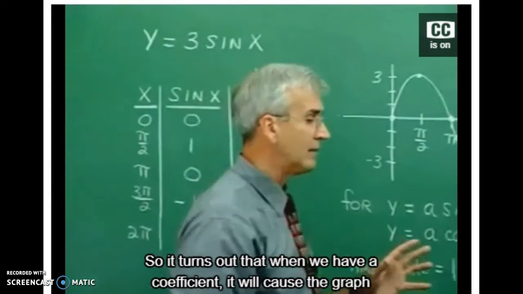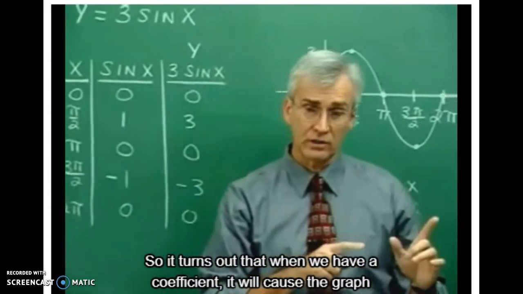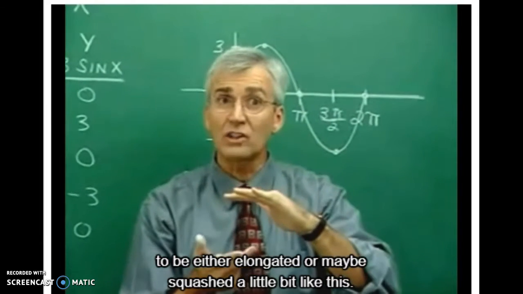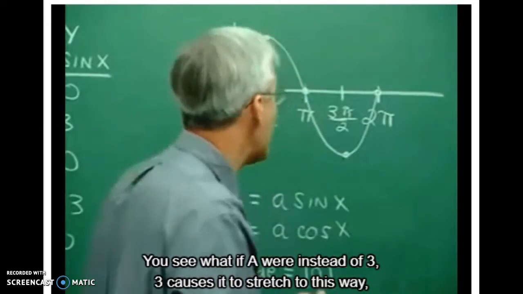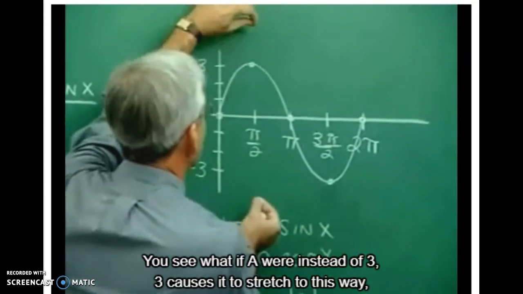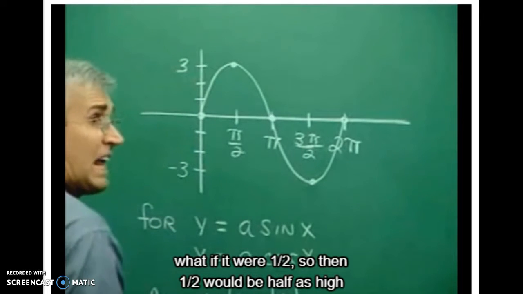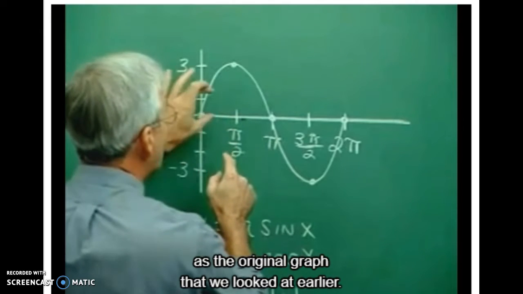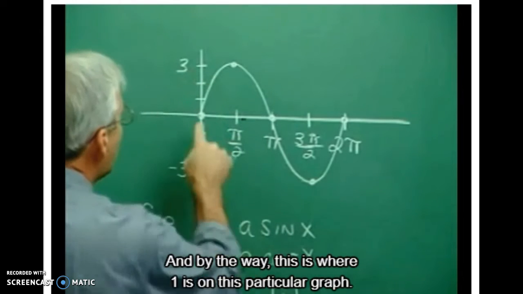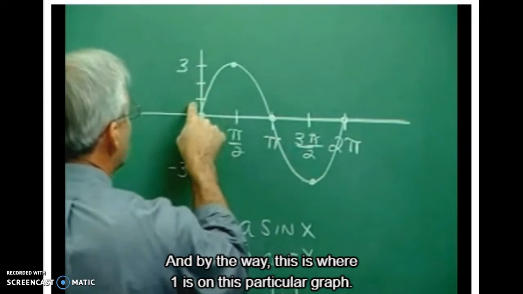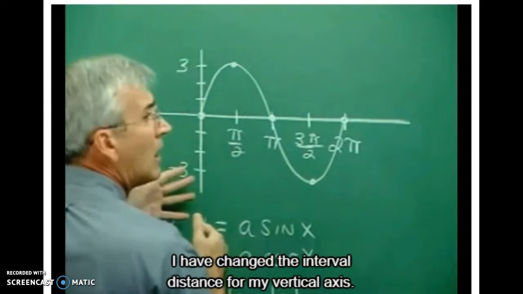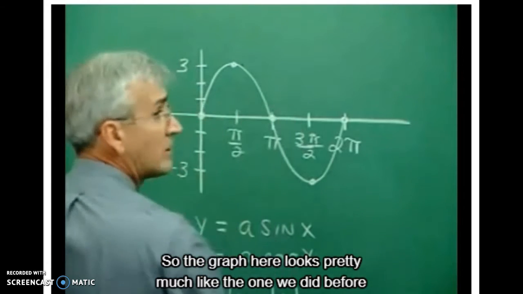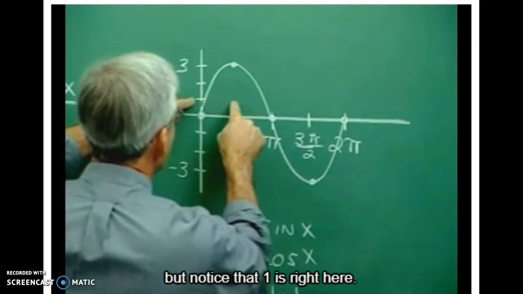So it turns out that when we have a coefficient, it will cause the graph to be either elongated or maybe squashed a little bit like this. You see, what if a were, instead of 3, which causes it to stretch this way, what if it were 1/2? Then 1/2 would be half as high as the original graph that we looked at earlier. And by the way, this is where 1 is on this particular graph. I have changed the interval distance for my vertical axis. So the graph here looks pretty much like the one before, but notice that 1 is right here.